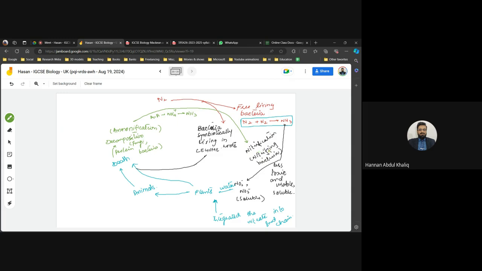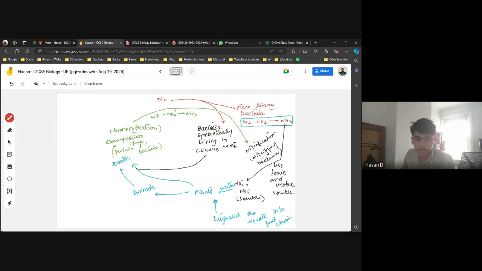We are going back to this stage where the nitrifying bacteria can convert the ammonia back to the nitrates. Okay, it means it didn't go to the nature. Did you understand this step?